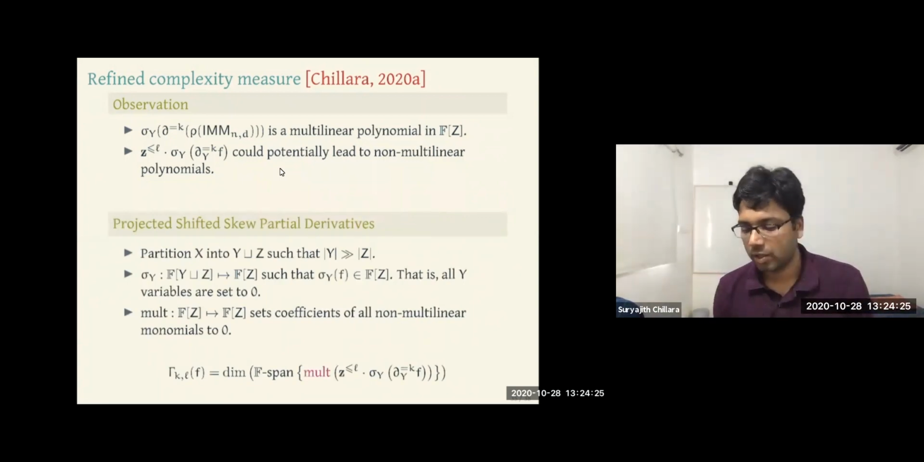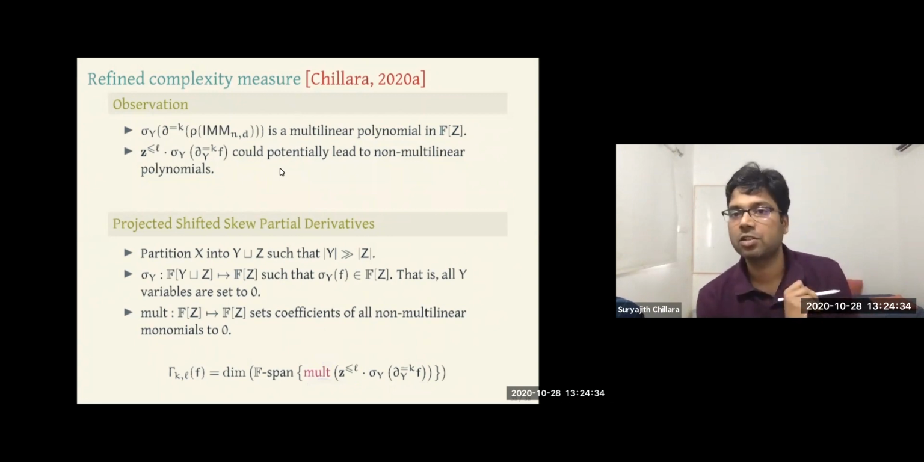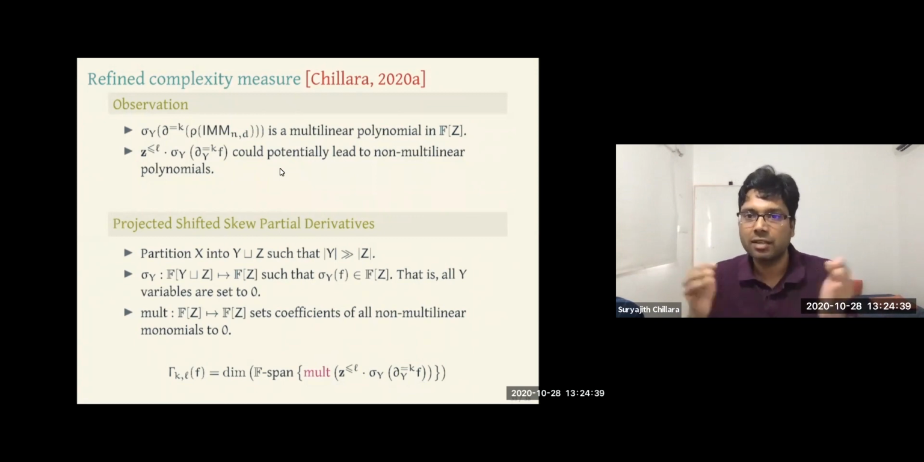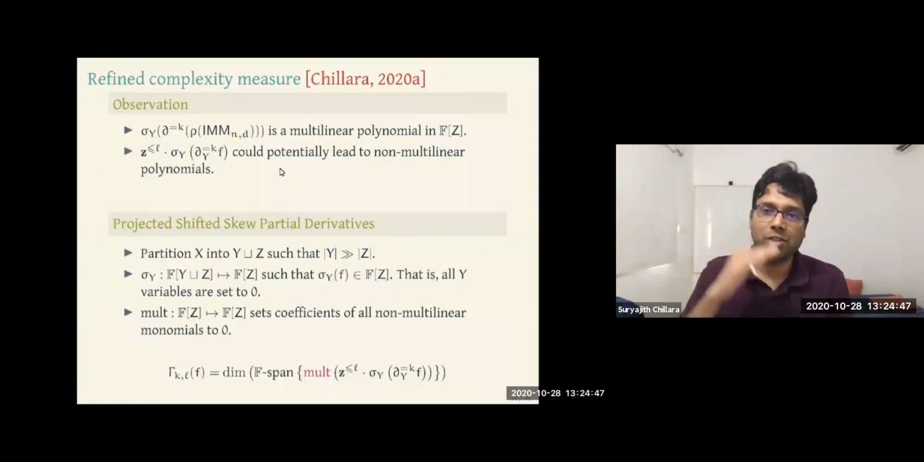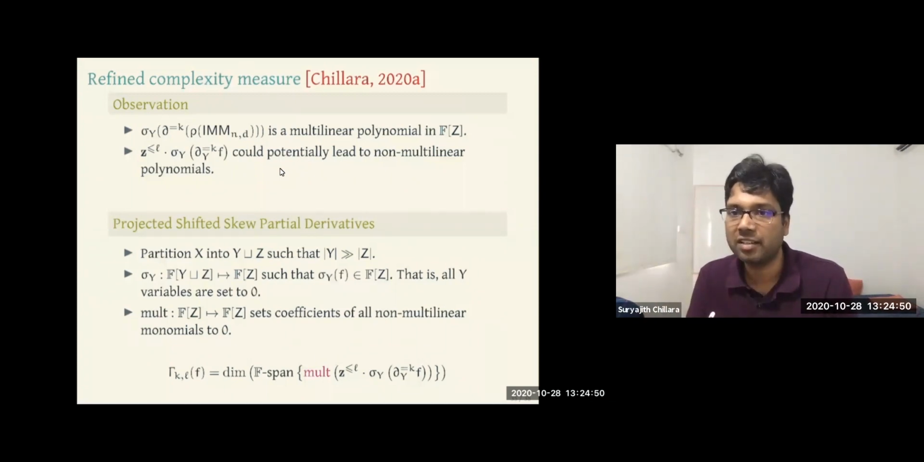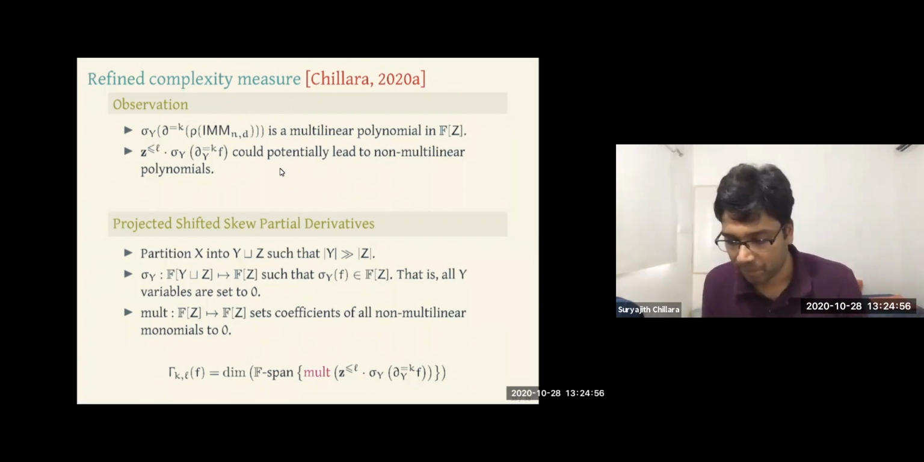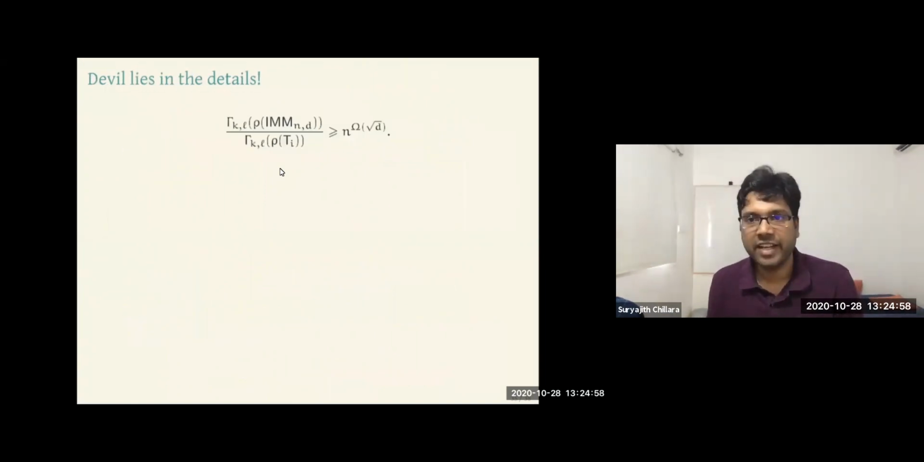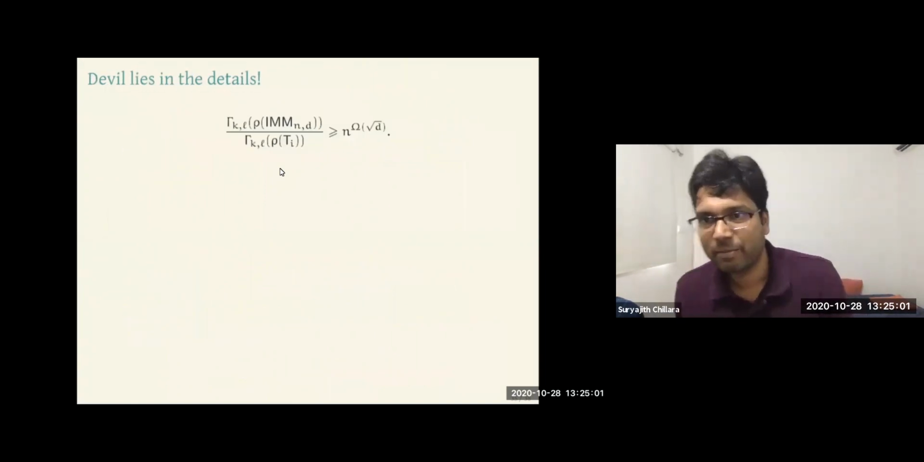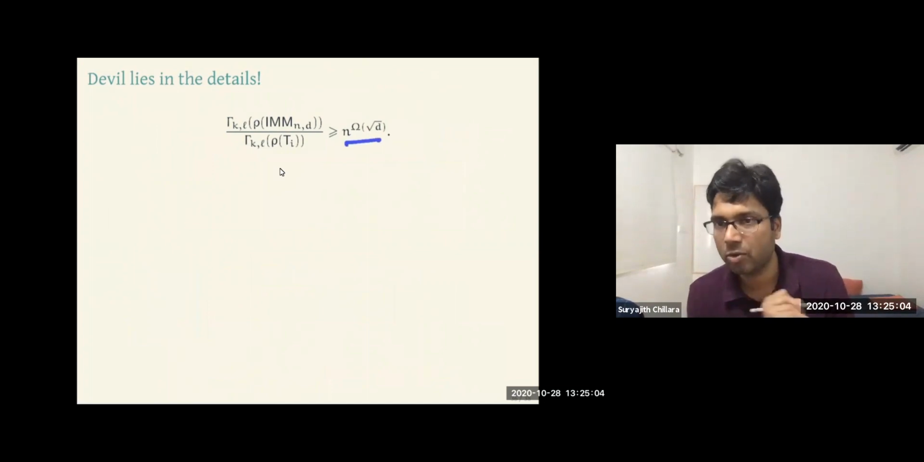So now what we do is take partial derivatives, shift them with z variables, and only look at the span of multilinear projections of these polynomials. This is just a careful analysis: you're refining your space further and further. You had a large space of shifted partial derivatives. You cut the space down to partial derivatives which are skewed. Then again, you cut the space down to those which are only multilinear. So this is a refinement of your measure one after the other. Using this measure, by doing a careful analysis, we get a lower bound which is n to the power root d.